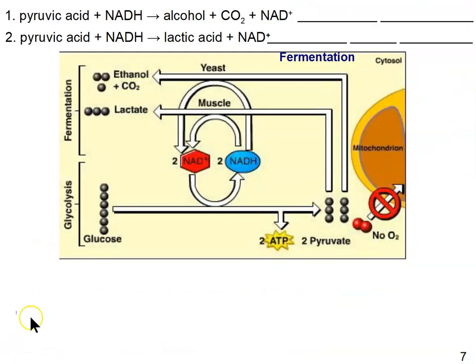So what are fermenters doing? Well, there are two forms of fermentation. There is alcoholic fermentation. That's where pyruvic acid and NADH are turned into alcohol and carbon dioxide, and then, of course, NAD+, the uncharged version of NADH.